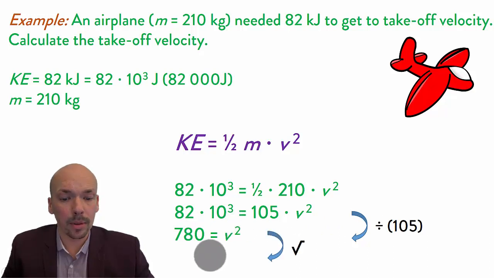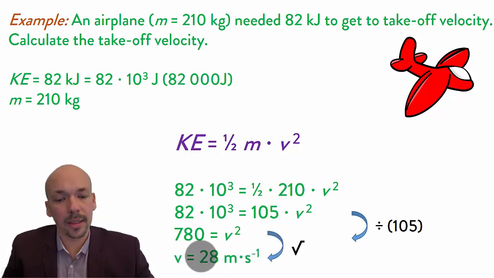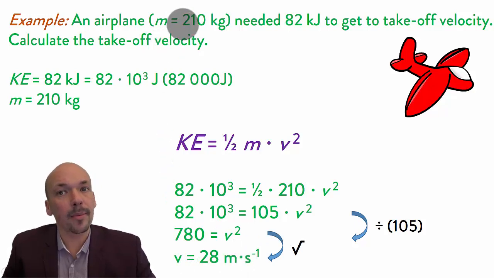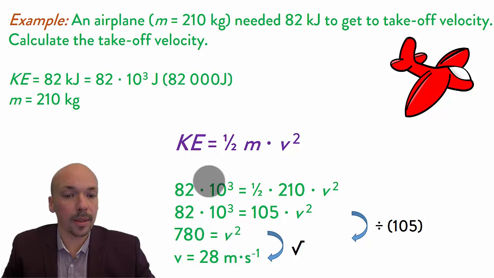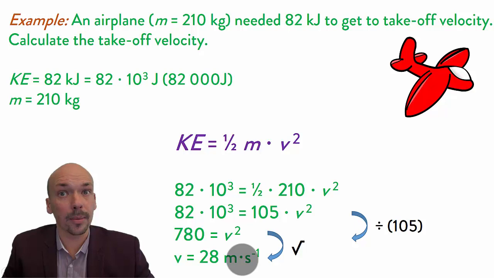Now we do the square root, and we know that the velocity is 28 meters per second, because that's the unit. It doesn't specify in what unit the velocity has to be, so this is already correct. Of course, if you want to calculate this to kilometers per hour, then you have to multiply by 3.6, but that isn't given now, so 28 meters per second is correct for now.